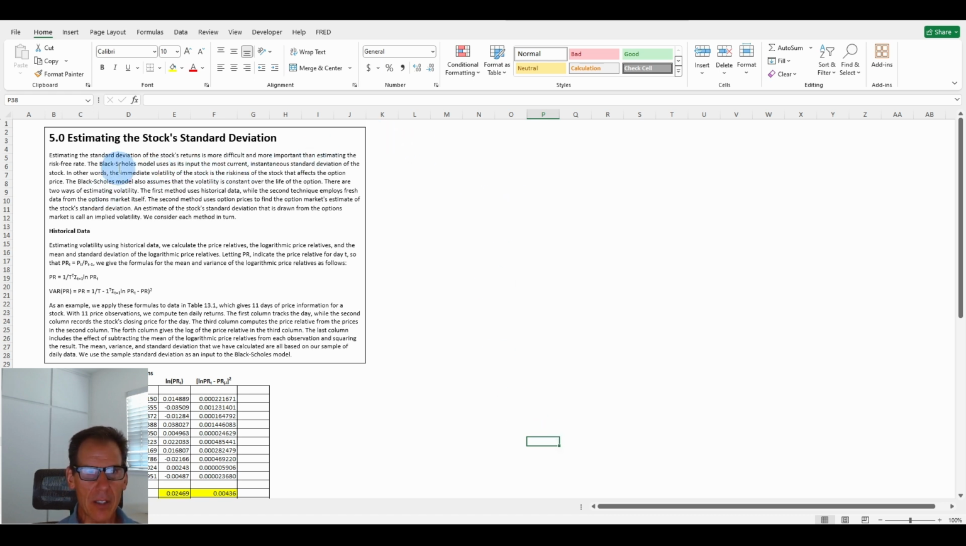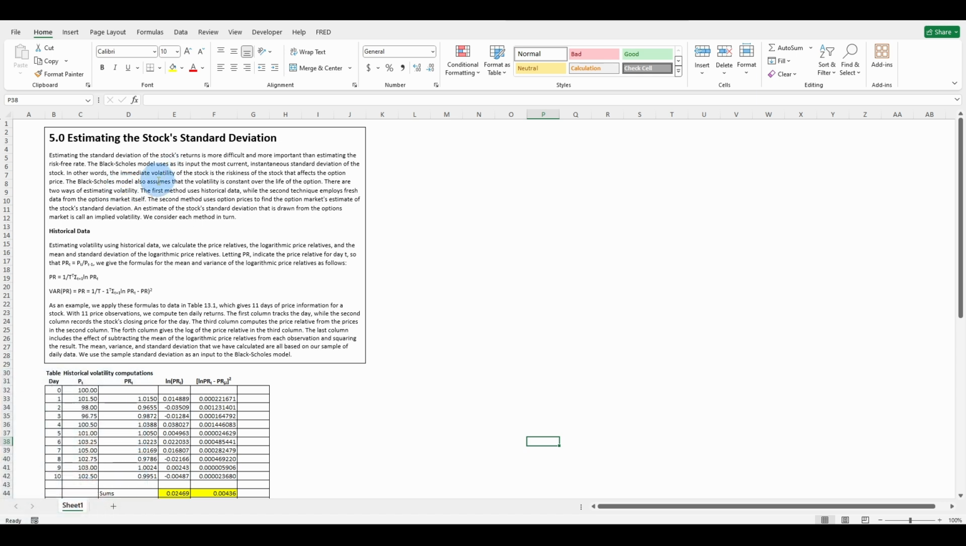Estimating the standard deviation of the stock's return is more difficult and more important than estimating the risk-free rate. The Black-Scholes model uses as its input the most current instantaneous standard deviation of the stock. In other words, the immediate volatility of the stock is the riskiness of the stock that affects the option's price.